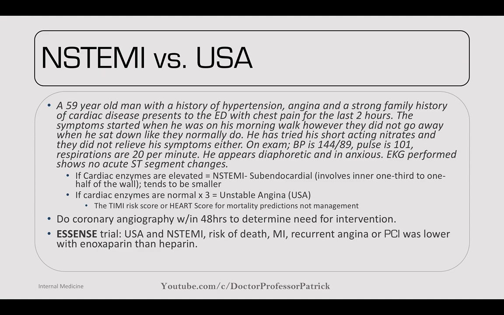So what you would want to do next is coronary angiography within 48 hours to determine the need for interventions. And then the ESSENCE trial that I mentioned earlier, low molecular weight heparin is better than full heparin. So in unstable angina and NSTEMIs, the risk of death, MI, and recurrent angina, or PCI, was lower with enoxaparin than heparin.